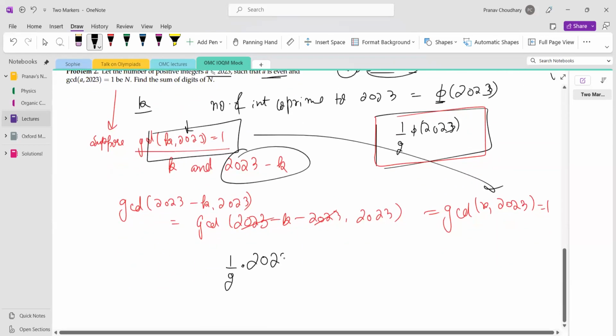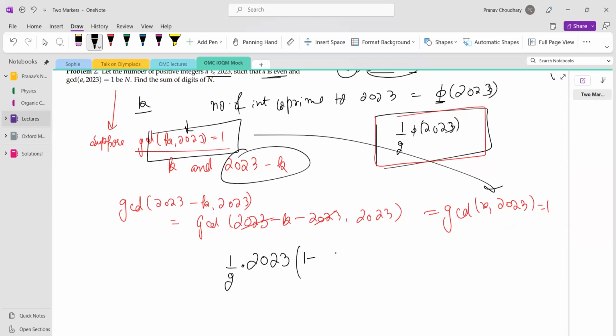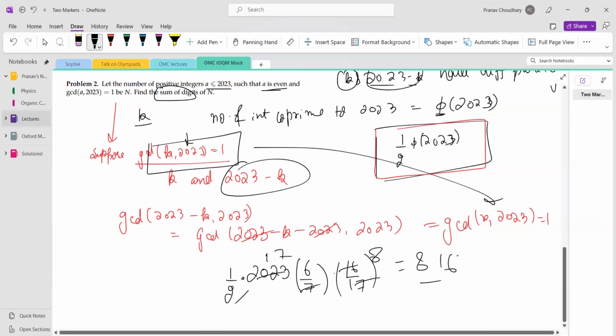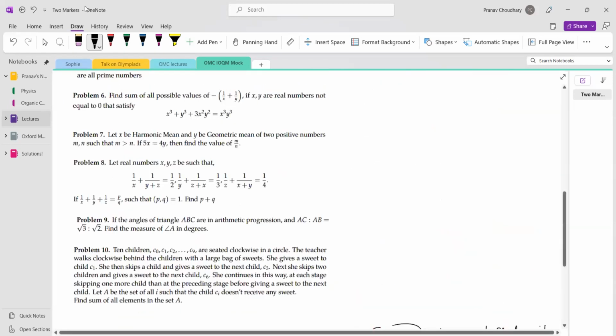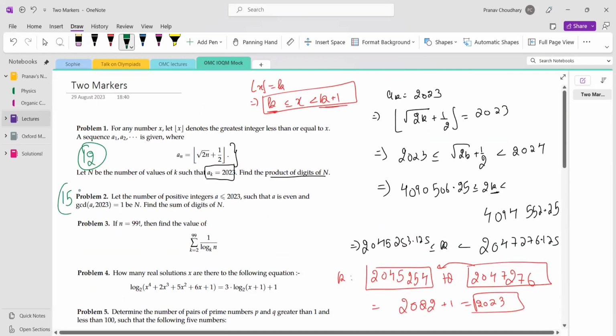So phi of 2023 will be 2023, and since the only prime divisors are 7 and 17, it would be 6 by 7 into 16 over 17. Doing the calculations, dividing by 7 and by 17, this would give you 17 multiplied by 8 multiplied by 6. So this will be 816. And we have to find the sum of digits of n. So the sum of digits is 15. So the answer to this problem is 15.